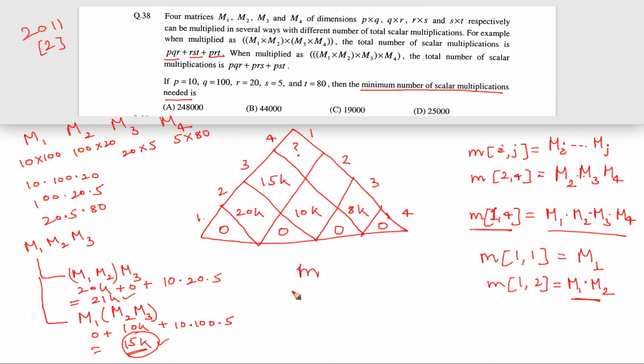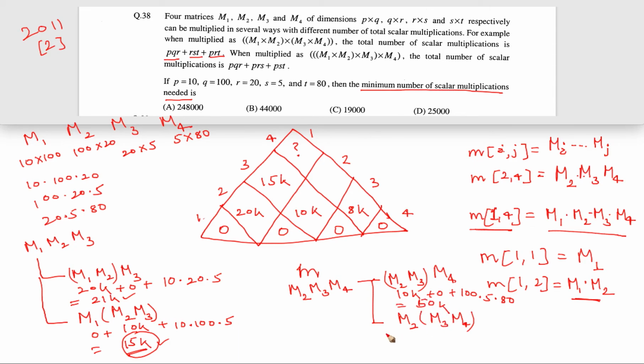Similarly, basically you can calculate M24, which is M2 into M3 into M4, and this can also be done in two different ways. One way is M2 into M3 and then cross multiply it with M4, and you can do something like this also, M2 into M3 into M4. In this way it is going to be 10,000 plus 0 plus 100 dot 5 dot 80, because M2 M3 is 100 cross 5 and this is 5 cross 80.